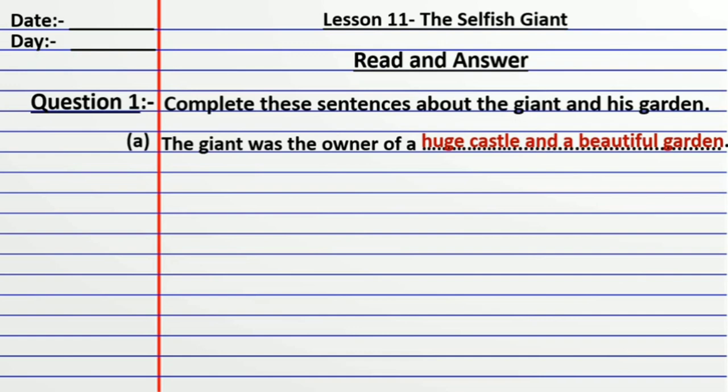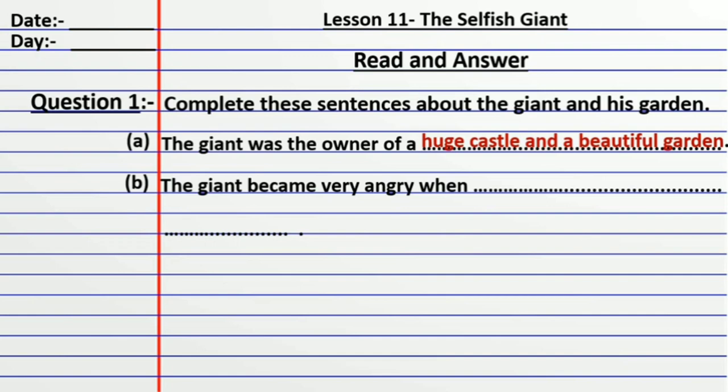Let's do B part now. It says, the giant became very angry when. Now students, if you remember, we have read that when the giant returned back from his friend's house and saw the children playing in the garden, he became angry, right? So, the answer to this part is, the giant became very angry when he saw the children playing in his garden. So quickly note it down.